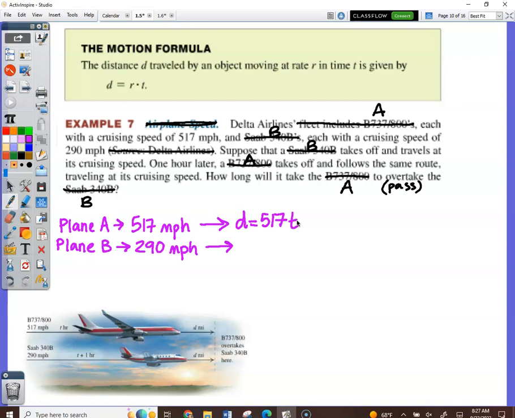B left first. And how much more time has B been in the air than plane A? An hour. So when I come over here to write the formula for plane B, B was already in the air. It's already going 290 miles an hour, right? Instead of it just being 290 times T, I need to adjust T to indicate that it's already been in the air for an hour.